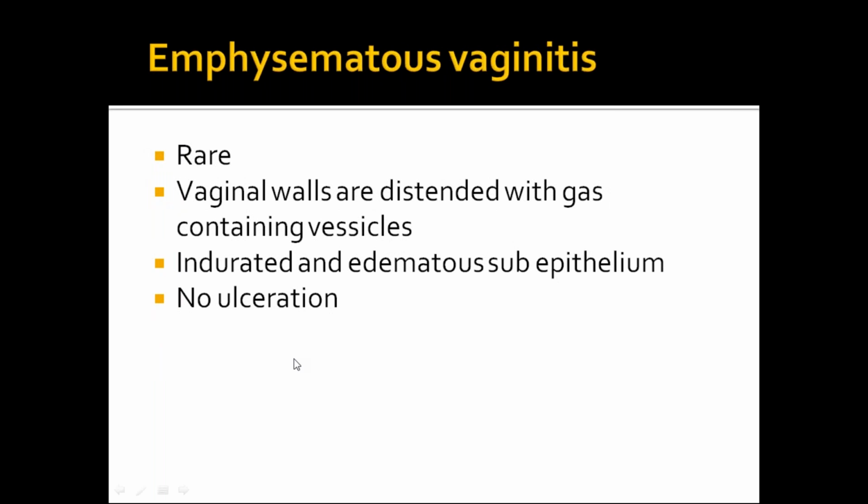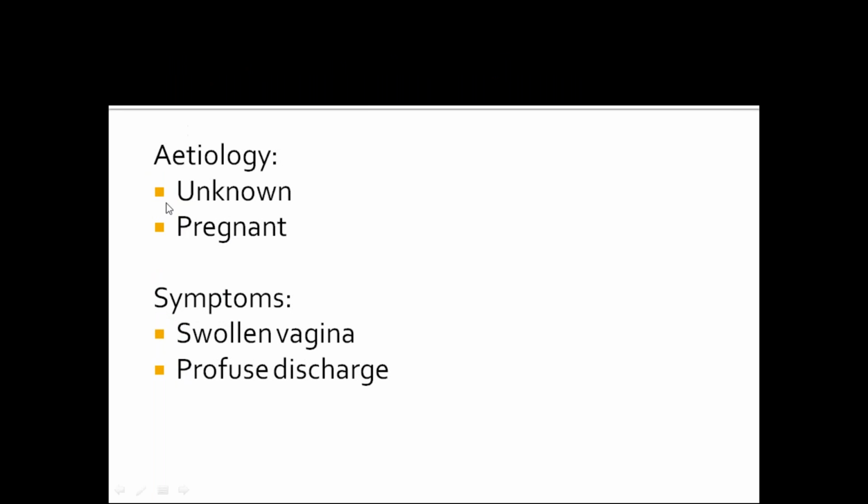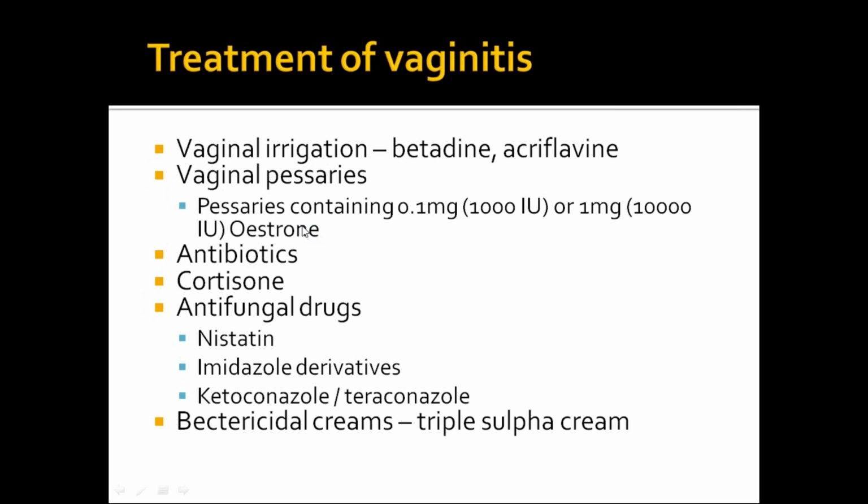Next is emphysematous vaginitis, which is very rare. Here the vaginal wall will be distended, which contains gas containing vesicles, and indurated, but no ulceration. So it gives a typical feel of some carcinoma because it is indurated. Indurated is usually a feature of carcinoma, but it is not carcinoma. It is emphysematous vaginitis. There will be no ulceration. Usually the etiology is unknown, and it usually occurs in pregnant patients. The patient will have profuse discharge and swollen vagina.